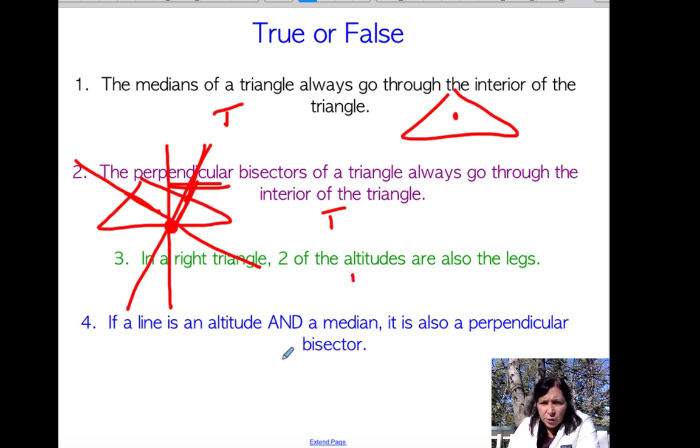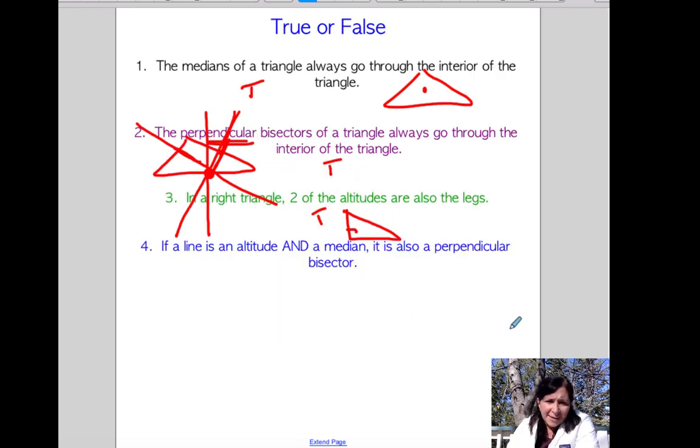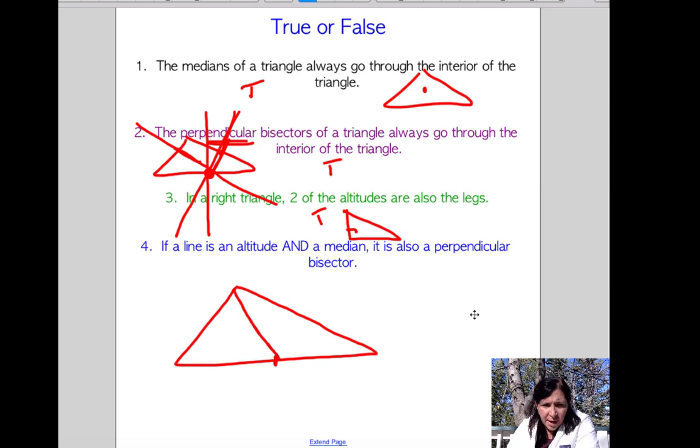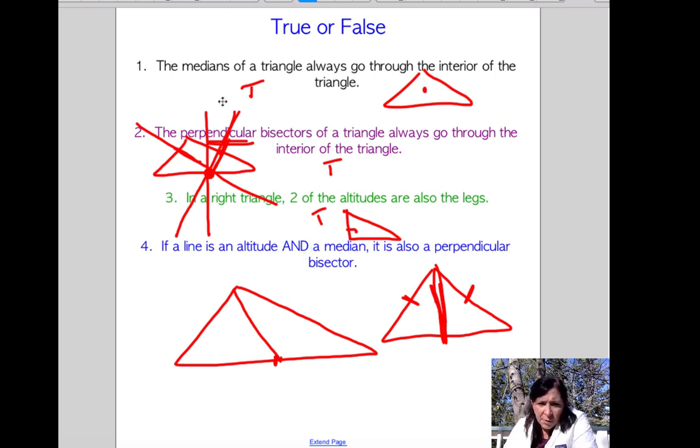In a right triangle, two of the altitudes are also legs, yes. If a line is an altitude and a median, let's see, for it to be a median, this has to go to that, right? So for that to happen, I would actually need to have this be the median and the altitude. That would mean it's either an isosceles triangle or an equilateral triangle. The median would have to also be the perpendicular bisector. So yes, that's true also.